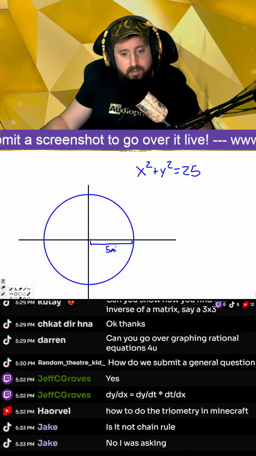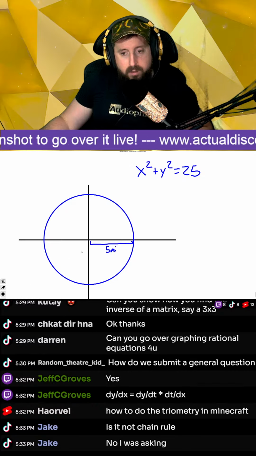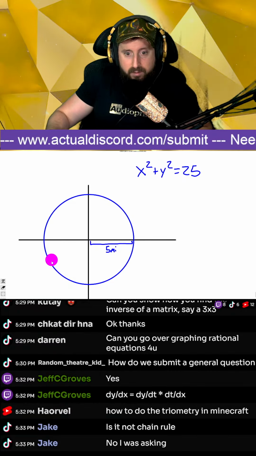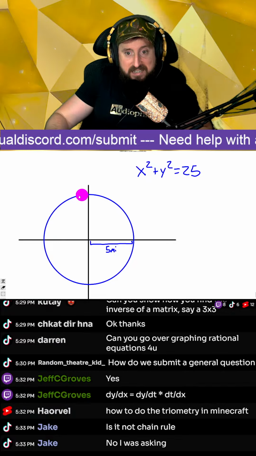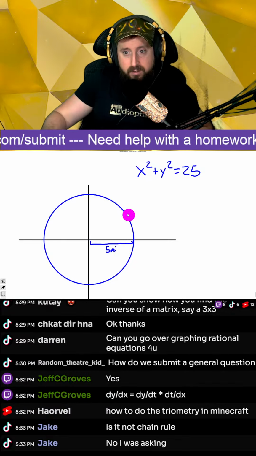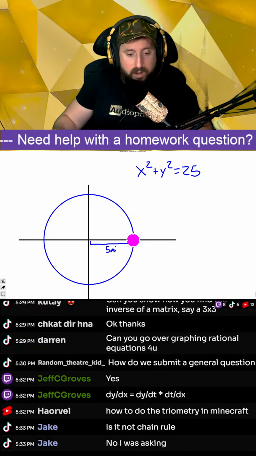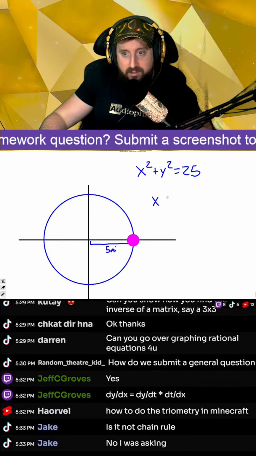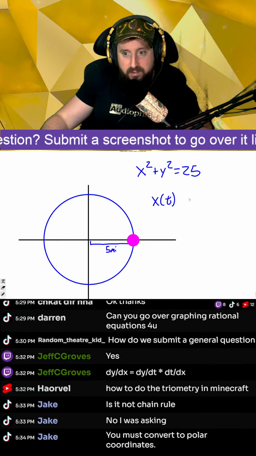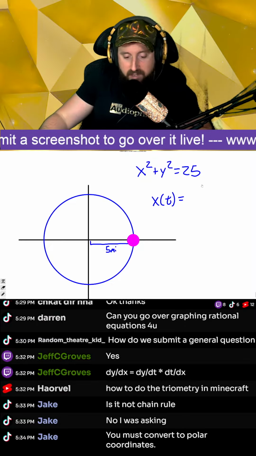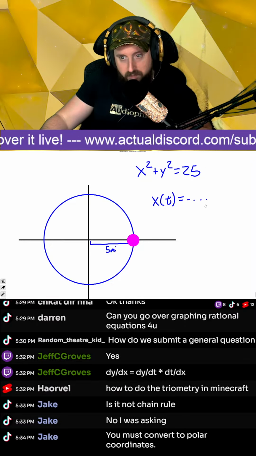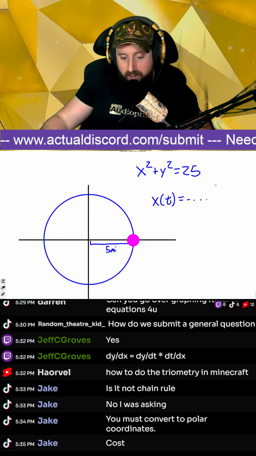Now, let's say, for instance, I want to describe where I am along this path at different times t, right? Okay. So one way to parameterize this would be, okay, I'm going to think about this as x is now a function of t, and x of t will have something as a function of t, and then y will have something as a function of t.